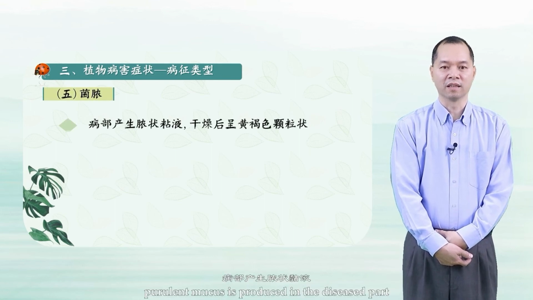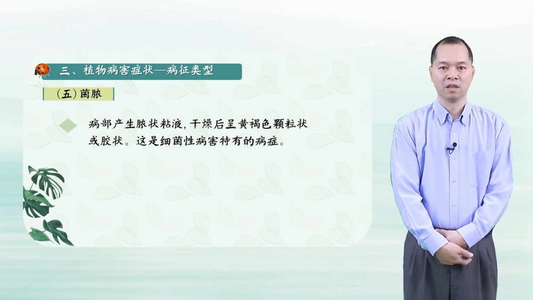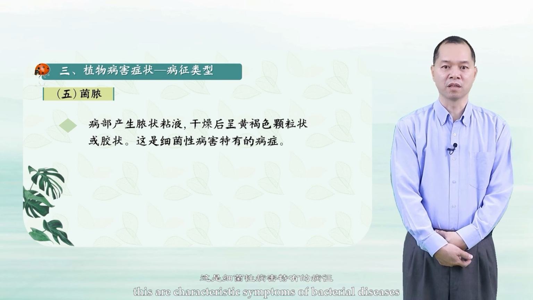5. Bacterial pus. Purulent mucus is produced in the diseased part, which is yellowish-brown, granular, or gelatinous after drying. These are characteristic symptoms of bacterial diseases.